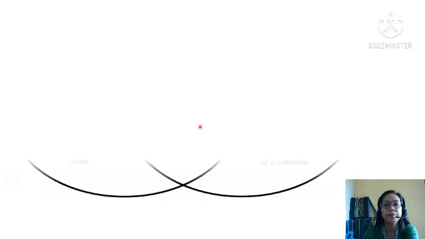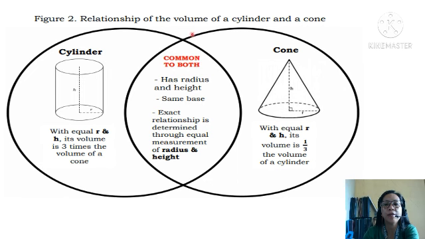We have here the relationship of the volume of a cylinder and a cone. So, let's look at the cylinder. The cylinder has two circular bases. Because it is round, we use the radius to find its measure. And from the base going up, that is the height. Let's look at the cone. Its base is also circular. Because it is round, the radius is also used. And from the base going up to the pointed part, that is also the height.